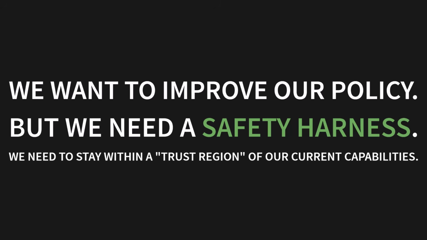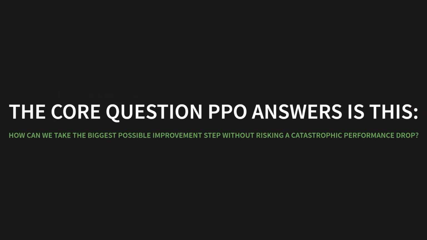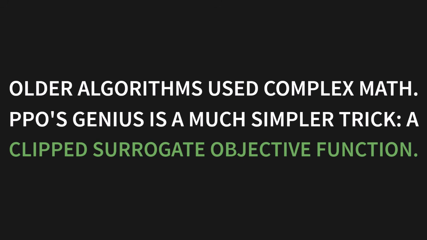So the core question PPO answers is this: how can we take the biggest possible improvement step without risking a catastrophic performance drop? Now, older algorithms used really complex, heavy math to solve this, but PPO's genius is a much simpler trick: a clipped surrogate objective function.